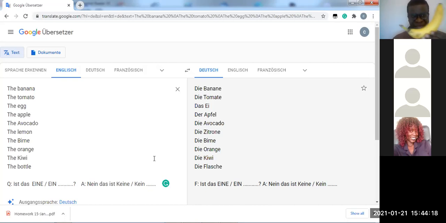Who is holding that? Bridget, you are holding the banana. Can you ask the wrong name to Agnes? Can I start? Is das eine Tomate? Super.